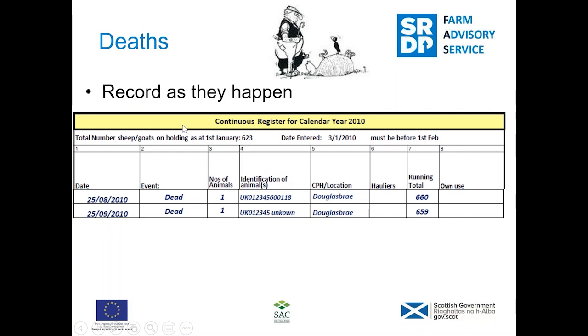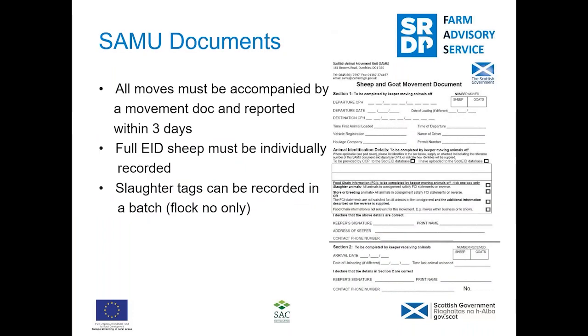Yeah, so I was just going over deaths. So this is an example. Here's a continuous register example, as we've seen on the previous slide. But you should also record the identification of the animals if known. And again here, as I said, the running total, because there's one died, you would take that off. So it just makes it maybe a wee bit easier for your records.